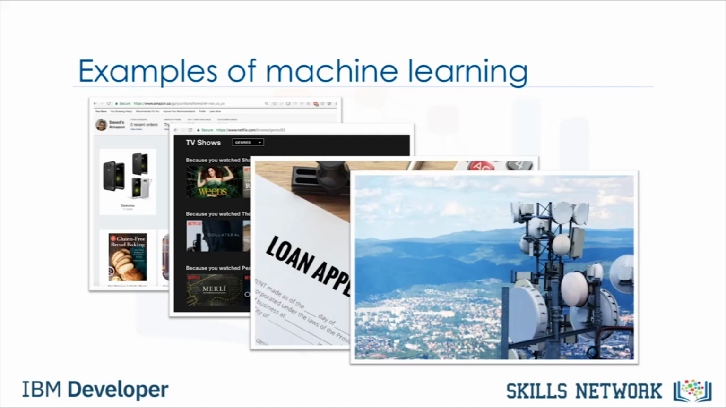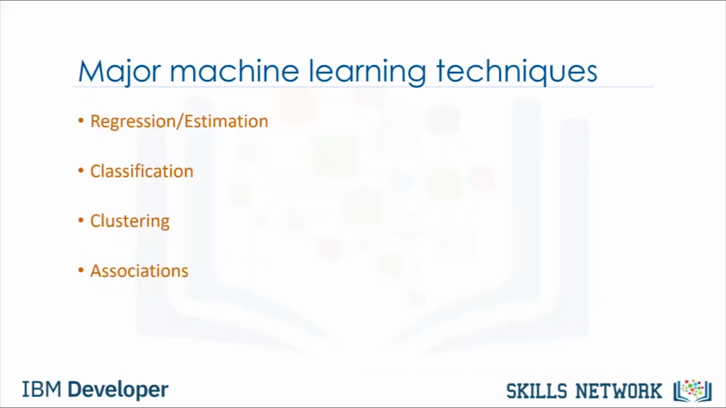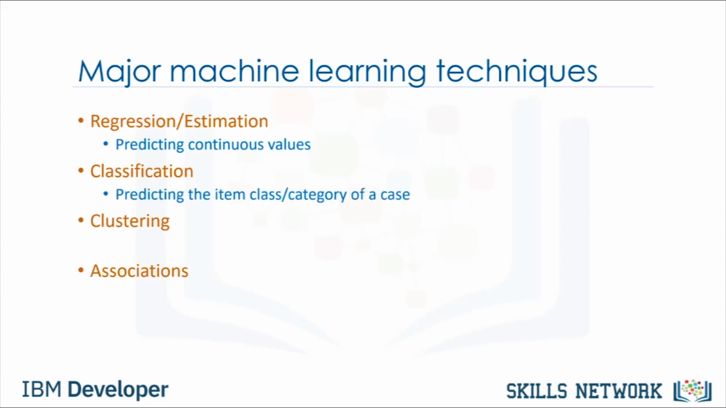Each of these use different machine learning techniques and algorithms. So let's quickly examine a few of the more popular techniques. The regression estimation technique is used for predicting a continuous value. For example, predicting things like the price of a house based on its characteristics, or to estimate the CO2 emission from a car's engine. A classification technique is used for predicting the class or category of a case. For example, if a cell is benign or malignant, or whether or not a customer will churn.